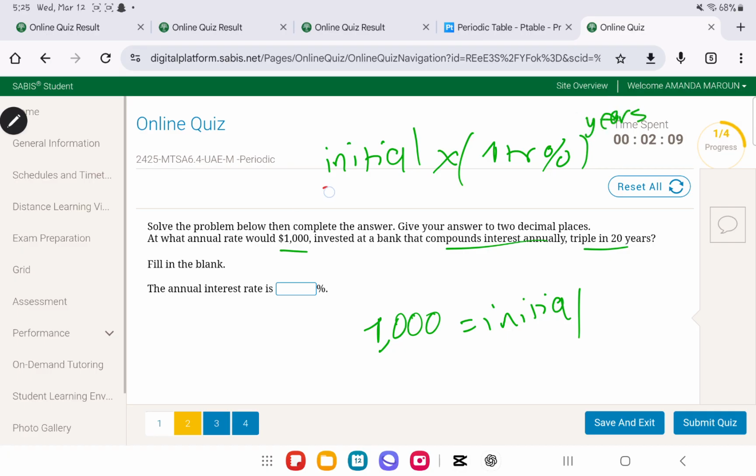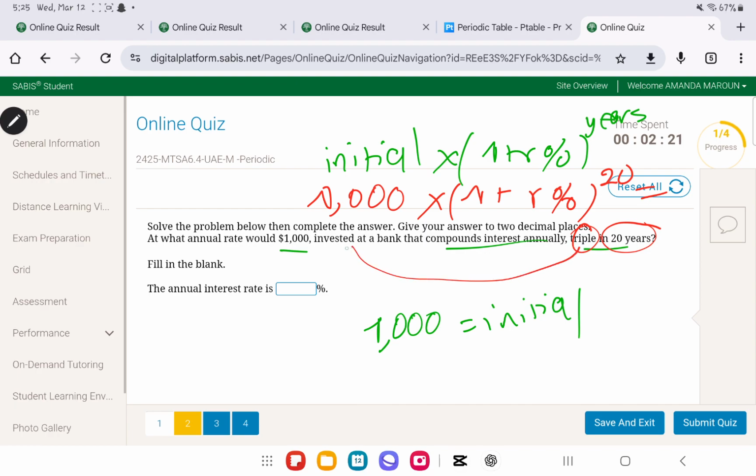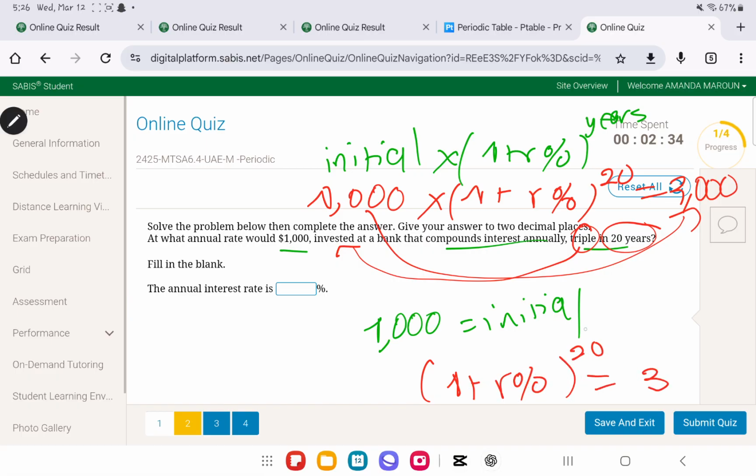So 1,000 is the initial, multiplied by 1 plus the percentage that we need to find to the power of years, which is 20 years. It is equal to triple the amount. So 3 times 1,000, this is 3,000. So what we're going to do is divide by 1,000, and now we get that 1 plus r% is equal to 3, and don't forget, to the power of 20.